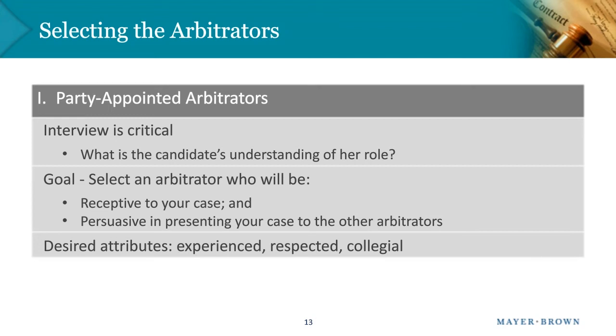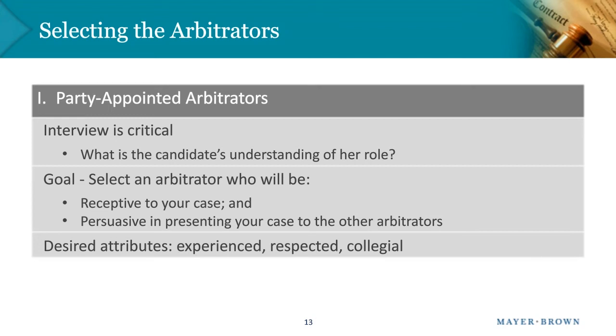In most cases, the arbitration provision will specify one of two broad methods of arbitrator selection. The first is party-appointed arbitrators, which is the subject of this slide. In the case of party-appointed arbitrators, each of the parties selects an arbitrator for a panel of 3, the so-called wing arbitrators, and then the 2 wing arbitrators select a chair. The parties have the ability to interview candidates for their party-appointed arbitrators, and in our experience, the interview is critical.